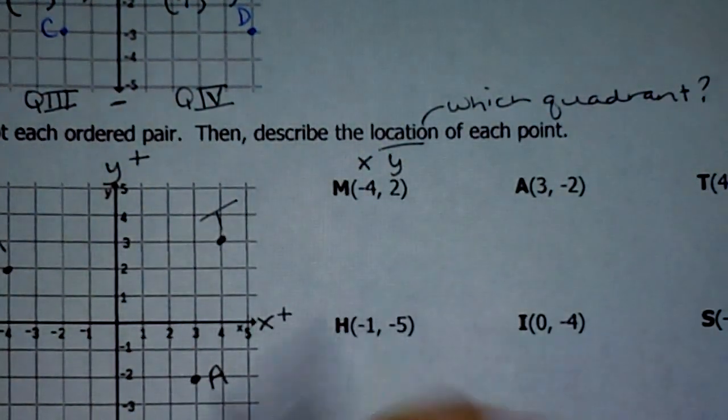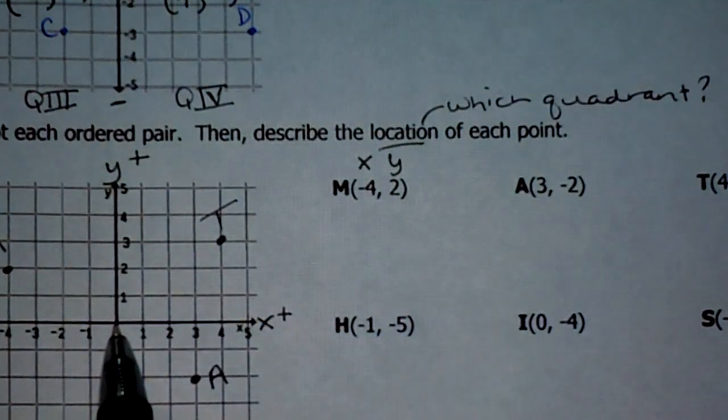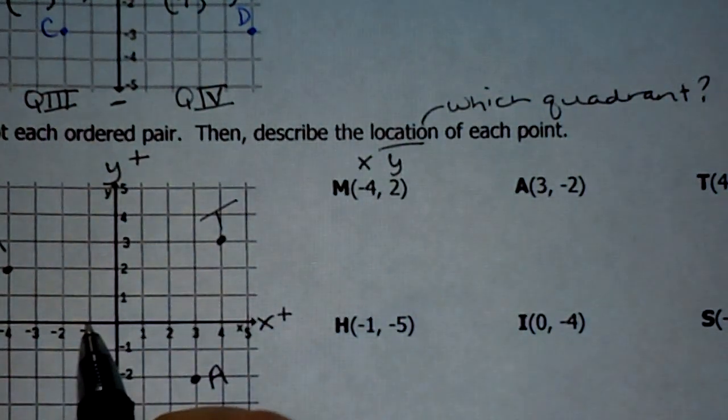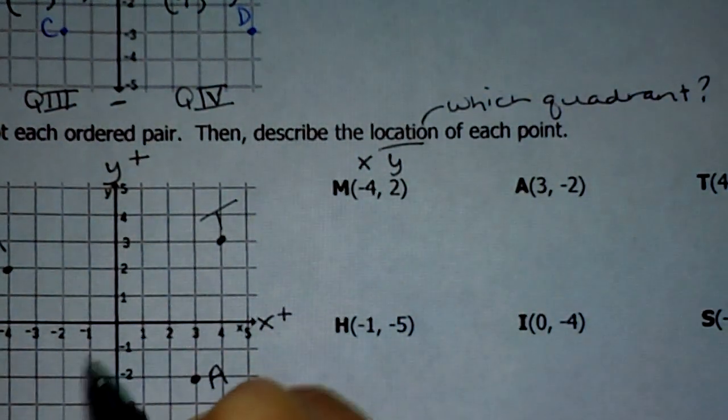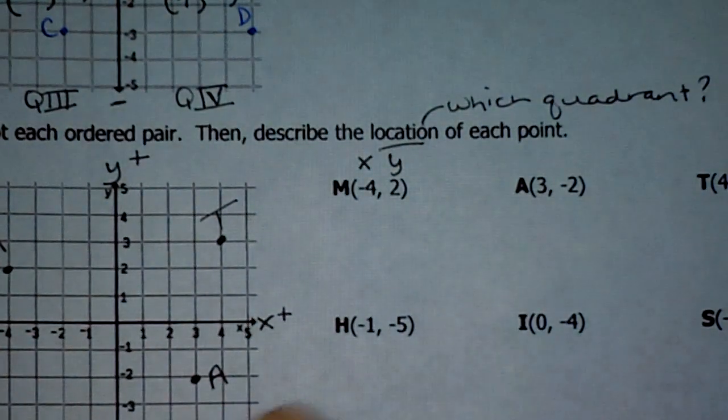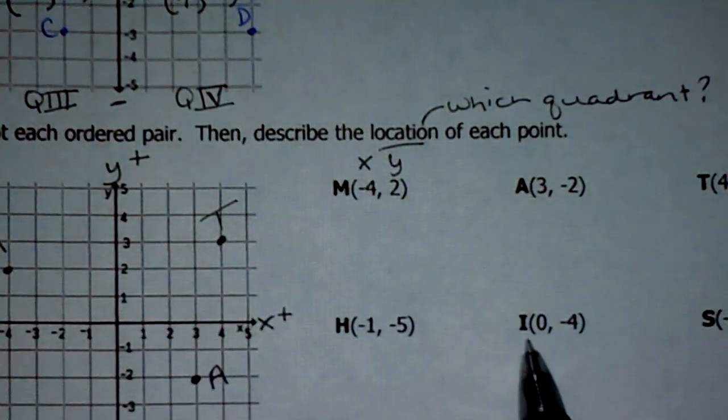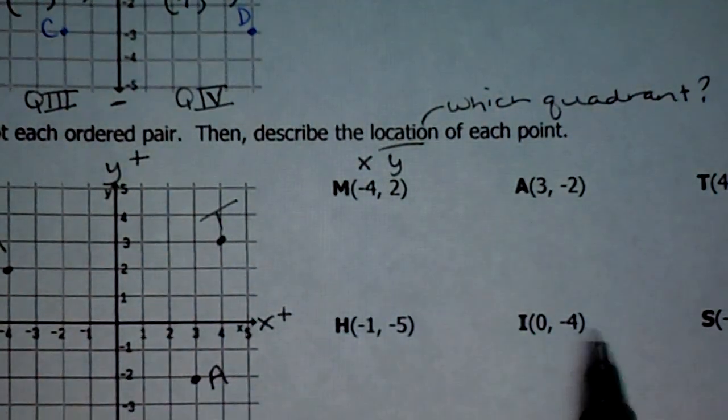Then H, go back to 0, 0. Negative 1 means left 1. Negative 5 means down 5. 1, 2, 3, 4, 5. Hey, that spells math. I wonder if Mrs. Trombley did that on purpose. Of course I did.